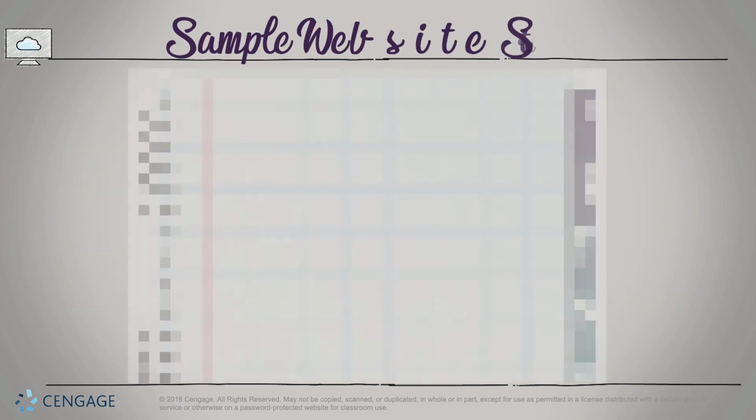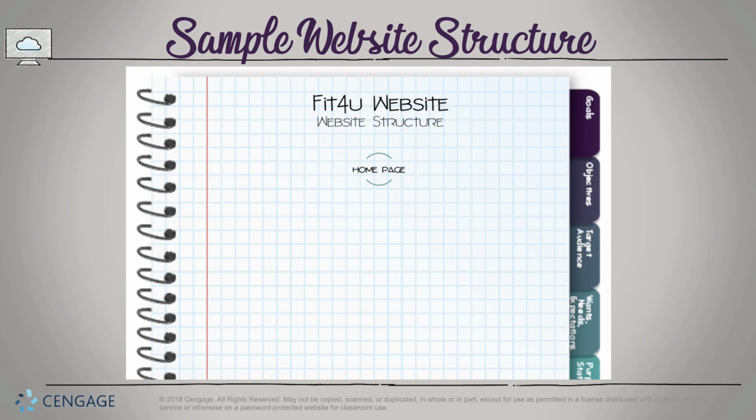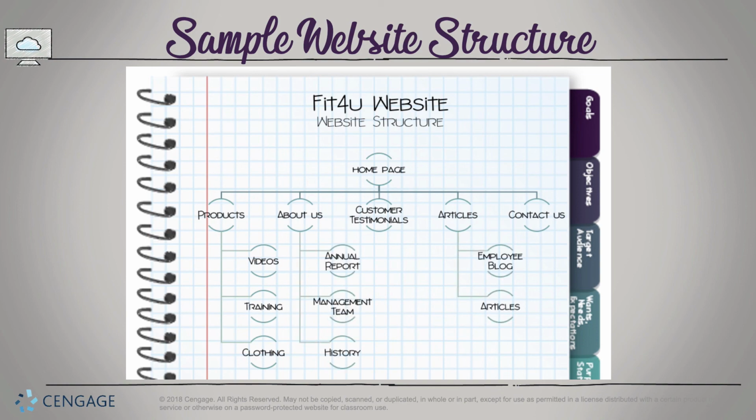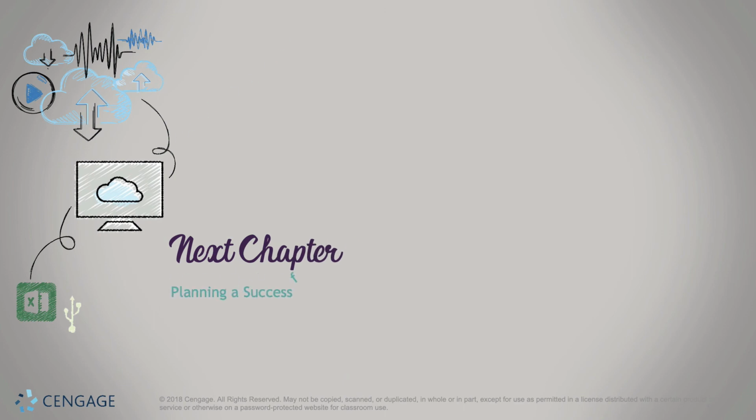Returning to the Fit for You website example, you and your team agree on a website structure that combines the hierarchical and the linear structure. This figure illustrates the update to the design plan to include the structure sitemap. In the next chapter, we'll learn more about planning a successful website.